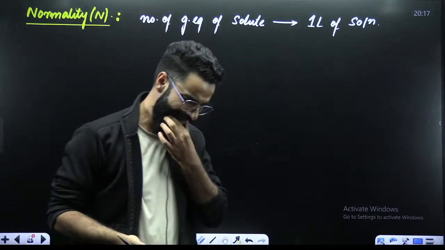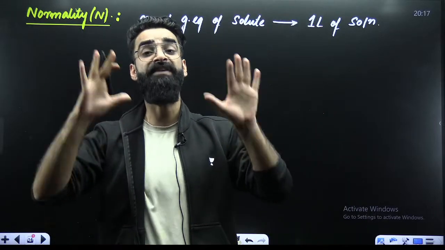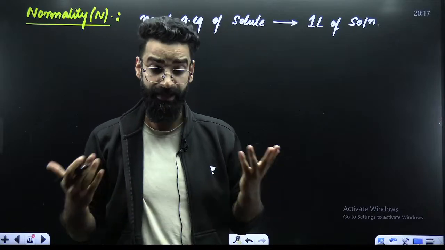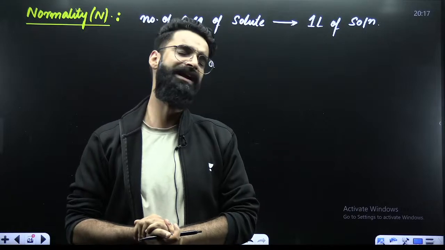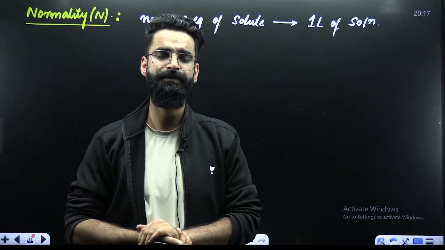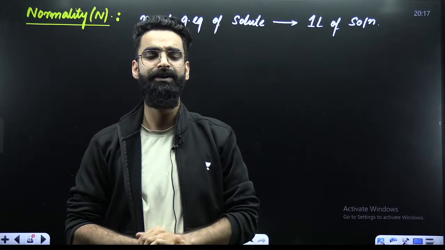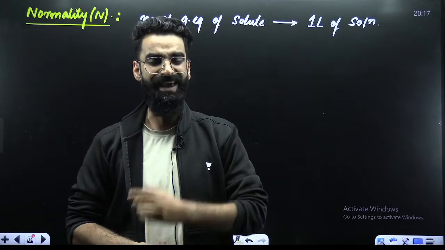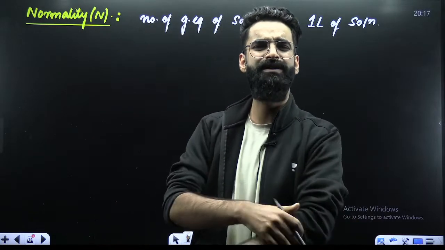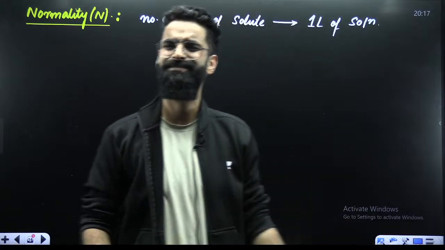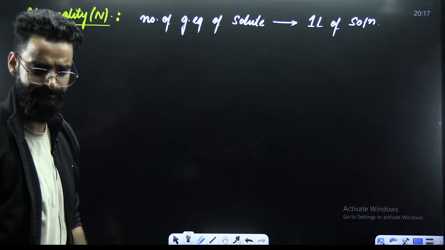For example, let's say you have got 1 liter of solution. If in 1 liter of solution there are 5 gram equivalents of solute, you'll directly say the normality of the solution is 5. If there are 10 gram equivalents of solute, you'll say the normality is 10. If there are x gram equivalents of solute, you'll say the normality of the solution is x. So what is normality? It's nothing but the number of gram equivalents of solute which are present in 1 liter of solution.